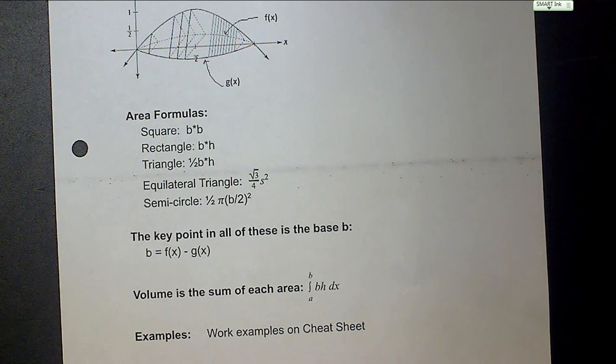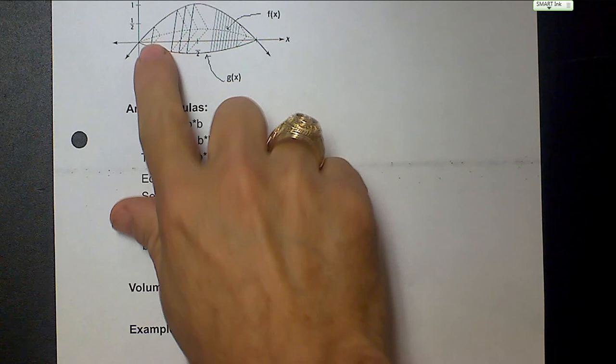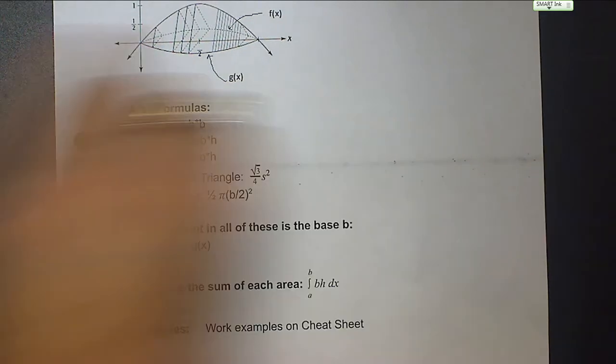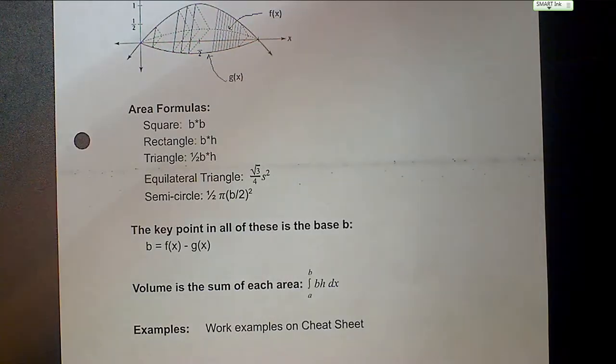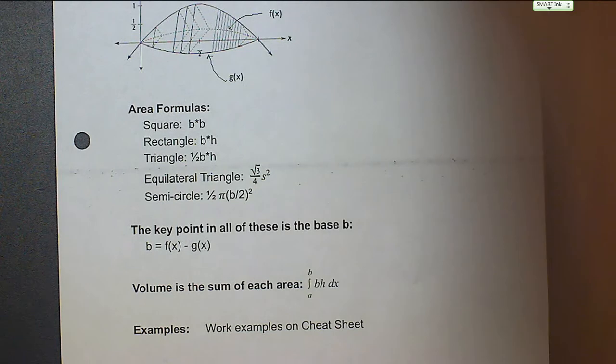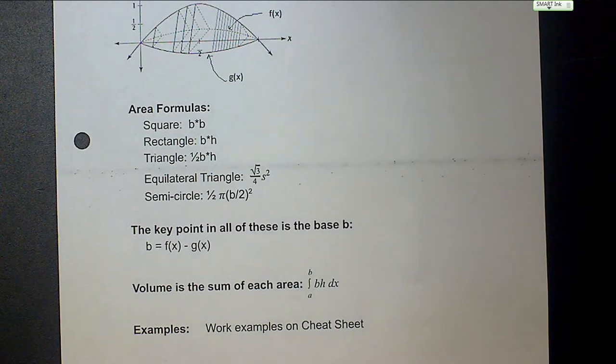So if you look at this right here, there's a triangle right here. Everybody see that one? Plus that triangle right there, plus that triangle right there. Each triangle being added up. So triangle plus triangle plus triangle. Infinitely many triangles being added up. That's the idea of what we're doing right here. So if you look at your cheat sheet, we've got about 4 examples on there.